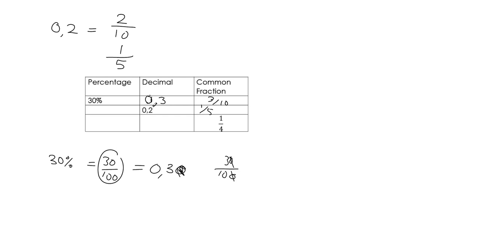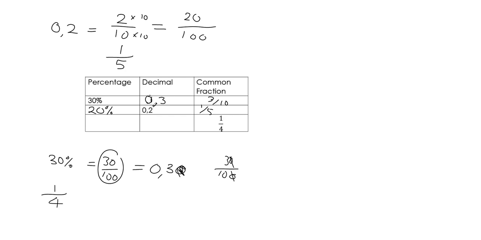What about the percentage? Well, for a percentage, we always need to be over 100. So we want to take 2/10 and turn it into something over 100. Well, we had to multiply there by 10, so we must do the same to the top. We'll get 20 over 100, so this is just 20%.